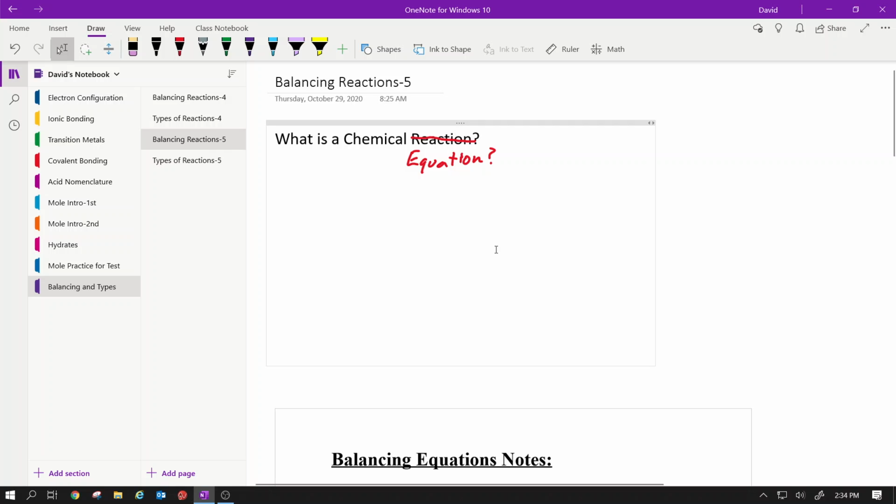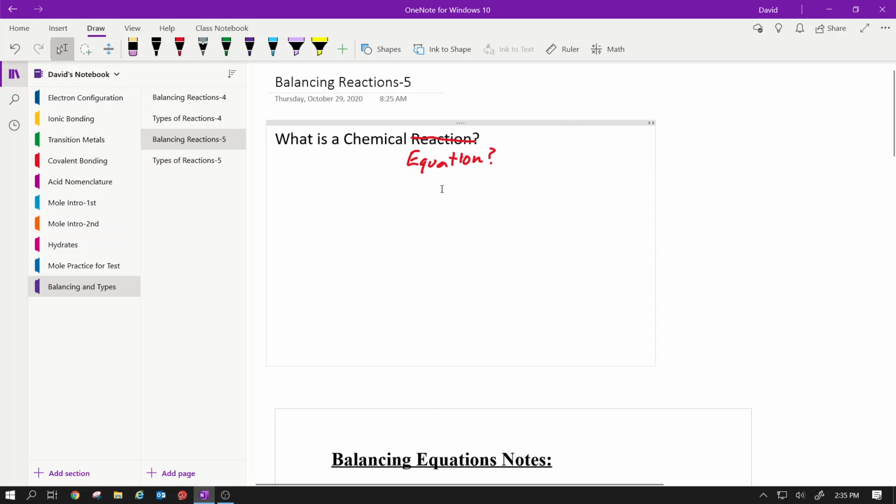All right, today we are going to talk about balancing equations. So I wrote balancing reactions, but the more I thought about it, we're not really balancing the reaction, we're balancing the equation. The reaction, of course, is what happens when the chemicals mix together and undergo certain processes where they bond and they rearrange bonds and rearrange atoms. The equation is what I want to talk about right now.